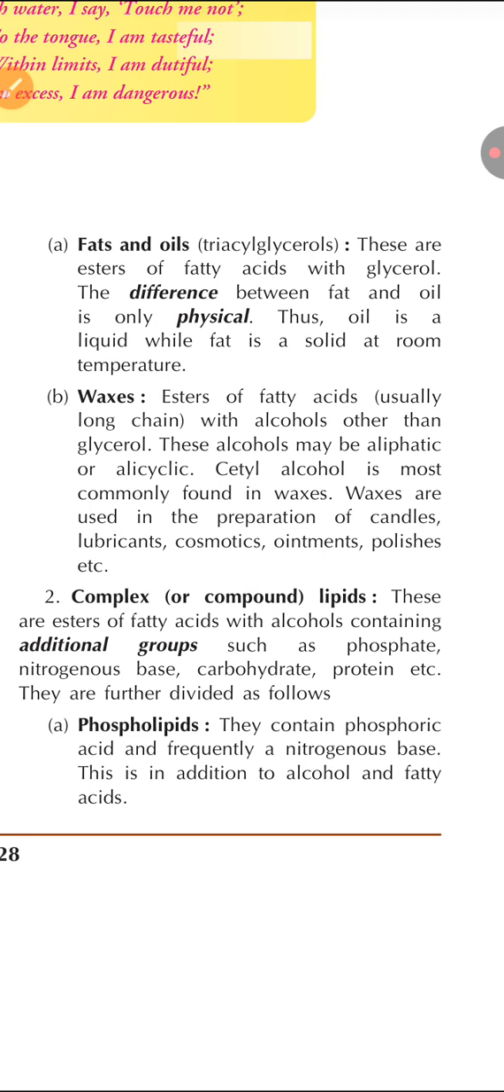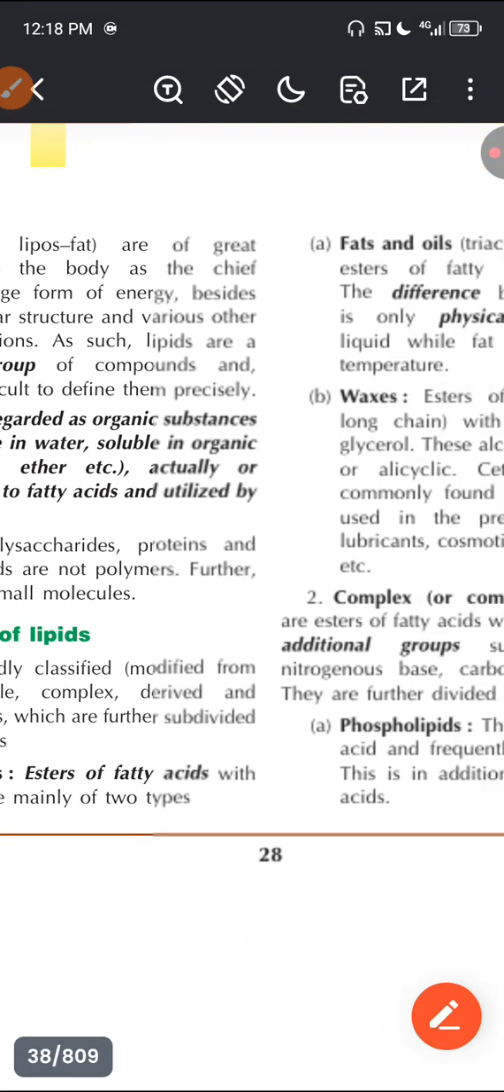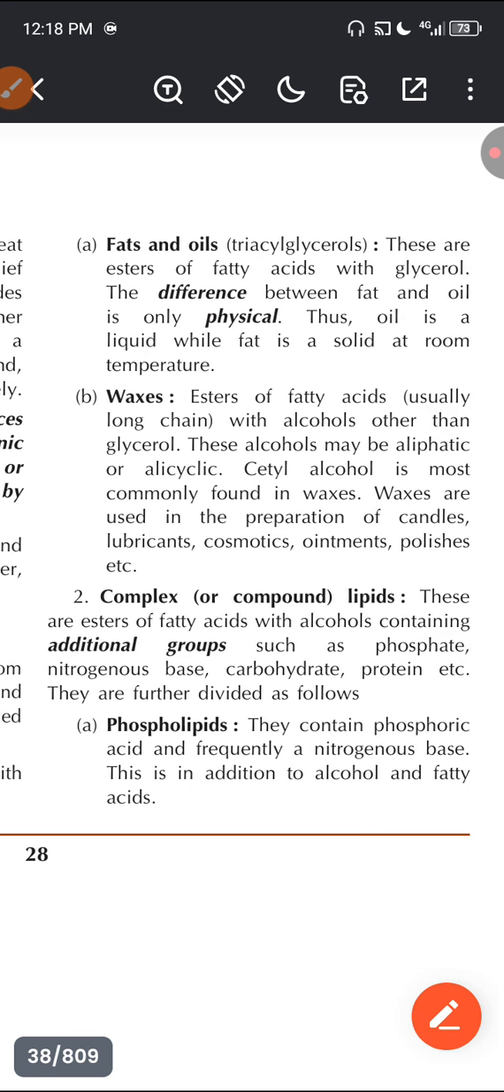So then number 2, we have complex lipid. Number 1, we say we have simple lipid, and number 2, we have complex lipids, or we say compound lipid, all the same. These are esters of fatty acid with alcohol and contain additional functional groups such as phosphate. That is when you have compound lipid such as phosphate, nitrogenous base, carbohydrate, protein. We have talked about phospholipid, glycolipid, and the rest. So all they are under complex lipid.